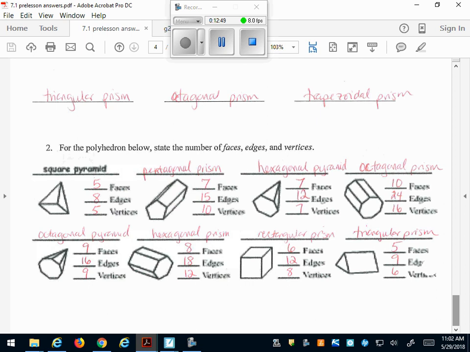Vertices are just the points. So you're going to count, there's 5 points on this base and 5 points on that base. There has to be 10 vertices.